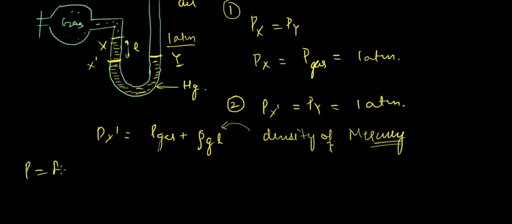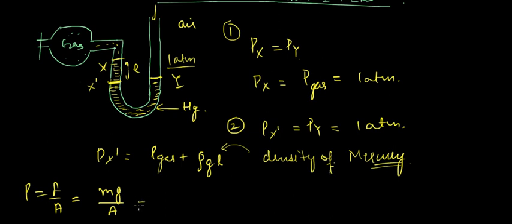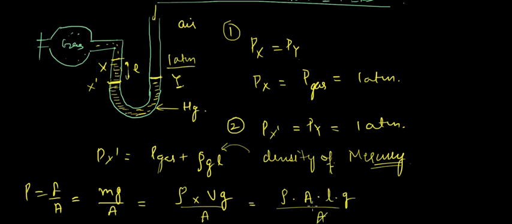We know that pressure equals force per unit area. Force is m into g, where m is the mass of this height L of mercury, divided by the cross section area of the manometer tube. So m can be written as density of mercury times the volume of mercury in that height L, times g, divided by the cross section area of the tube. Volume of mercury can be written as cross section area times the height L. Hence we can write that pressure will be equal to rho g L.